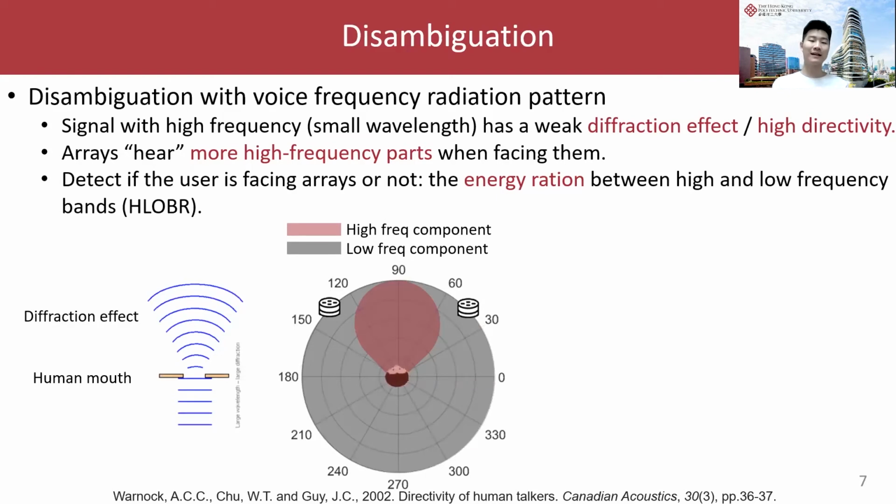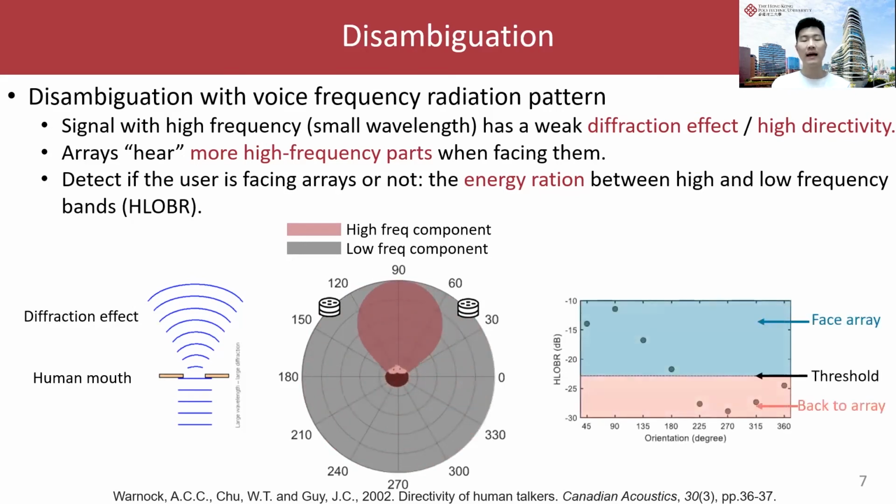Well, we can utilize the voice frequency radiation pattern. As shown in the left figure, the high frequency part of the voice has a small wavelength, so it has a weaker diffraction effect through a small mouth. Thus, the signal in the high frequency band is more directive than the low frequency band. When users speak towards the arrays, the arrays will hear more high frequency signal. Therefore, we can use the high-low band energy ratio to detect whether the user is speaking to the arrays or facing away from them, and then remove the ambiguity.